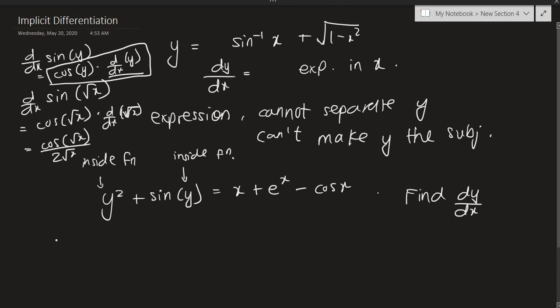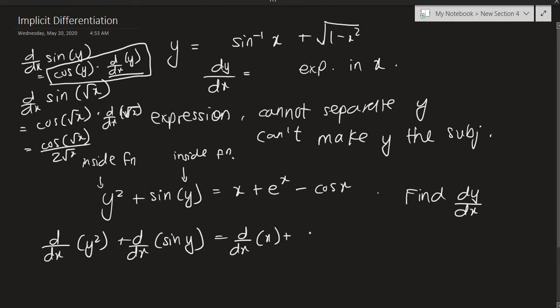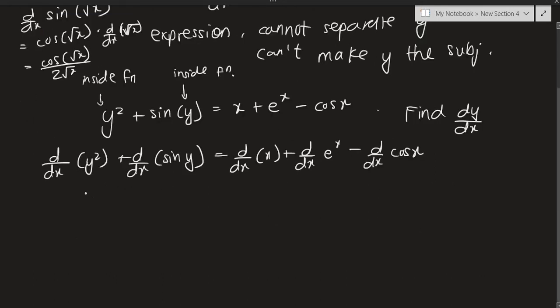So applying chain rule now, we have the derivative of y squared plus the derivative of sine of y being equal to the derivative of x plus d over dx of e raised to x minus d over dx of cosine of x. So as I said, we just use the chain rule now. So what's the derivative of the square function? It's 2 times whatever was the argument, right? Here the argument is y, so 2 times y, but we still have to differentiate the inner function. What's the inner function? Y. So y differentiated with respect to x is dy by dx.